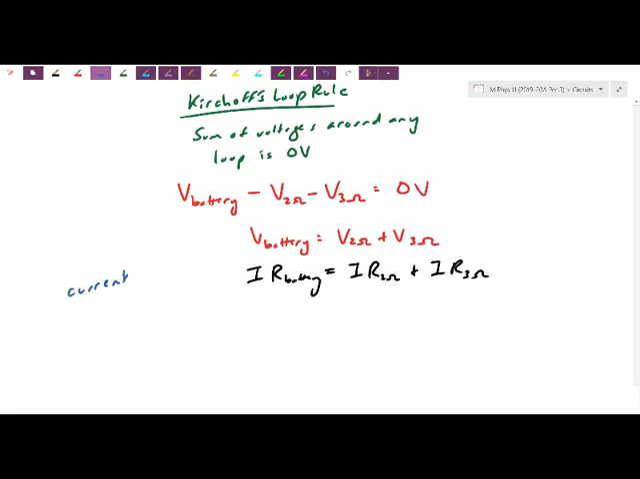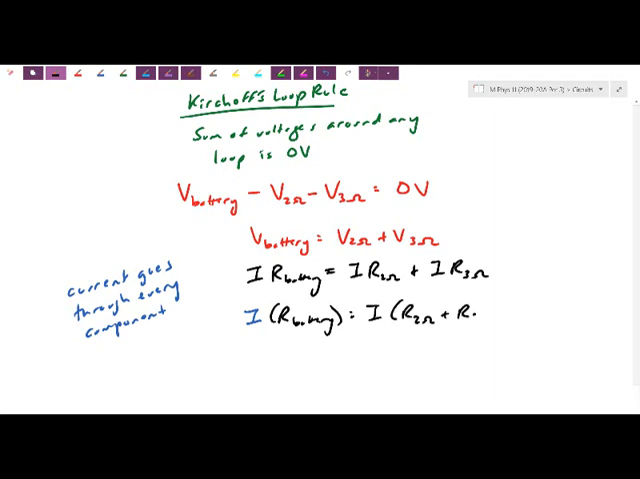The current goes through every component. So the I is actually the same in this case here. So if I factor out the I, the I times the R of the battery is equal to, these I's here are the same, so I'm going to pull out the I. I'm going to have R of the 2 ohm resistor plus R of the 3 ohm resistor. The current is going to be the same.